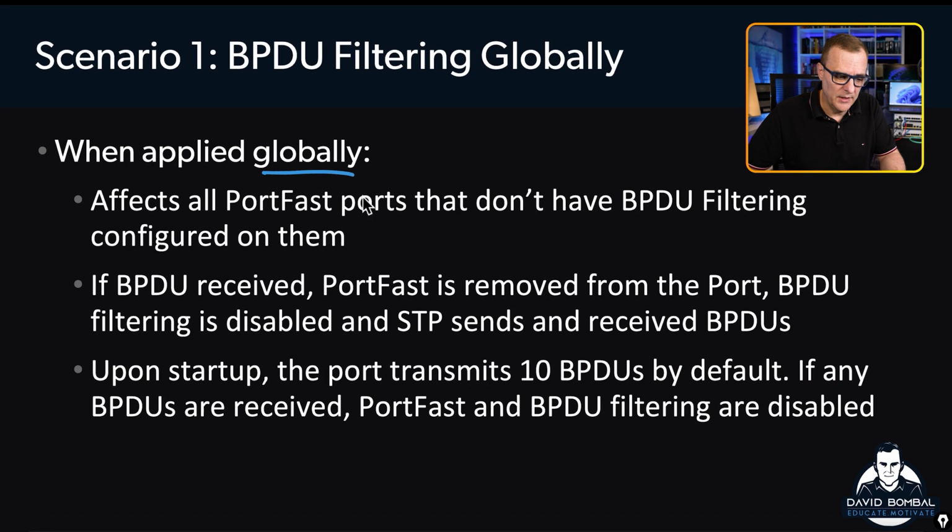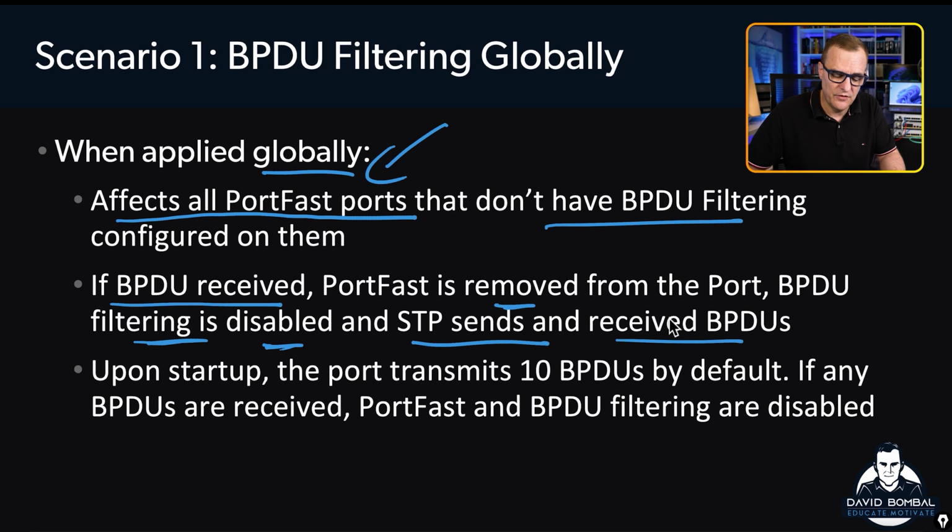When applied globally, it affects all port-fast ports that don't have BPDU filtering configured on them. Notice this affects port-fast ports. If a BPDU is received, port-fast is removed from the port, BPDU filtering is disabled, and spanning tree sends and receives BPDUs. In other words, it basically becomes a normal spanning tree port. Sends BPDUs, receives BPDUs, port-fast is removed, BPDU filtering is removed.